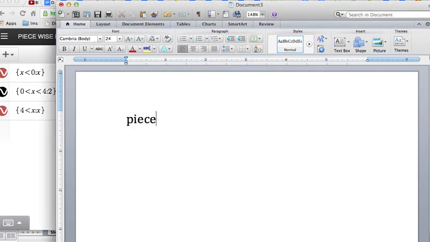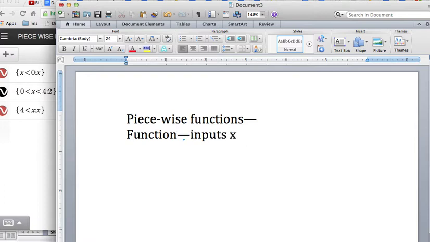Okay, so just to recap a little bit on piecewise functions, the key is that we're talking about a function. And a function inputs x values and outputs y values, at least for now. We'll look at other types of variables, and we can have multiple variables. But for now, we're thinking about inputting x values and outputting y values.